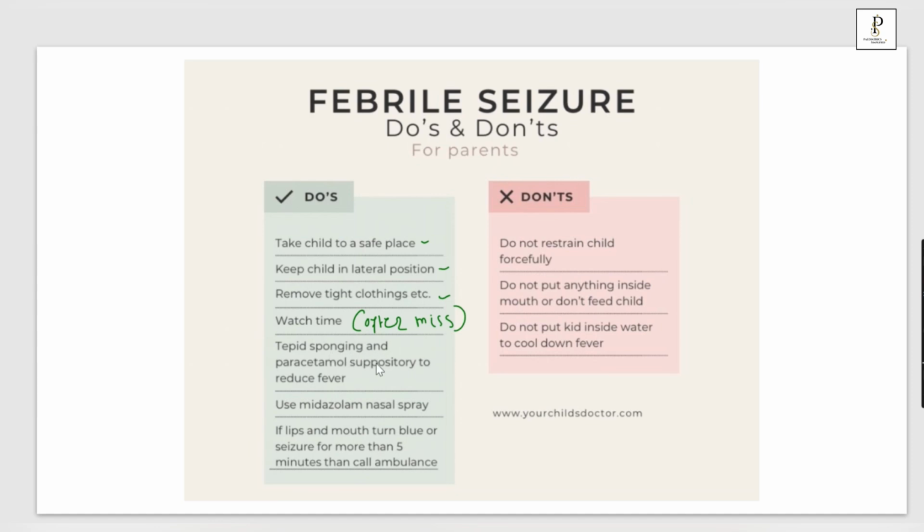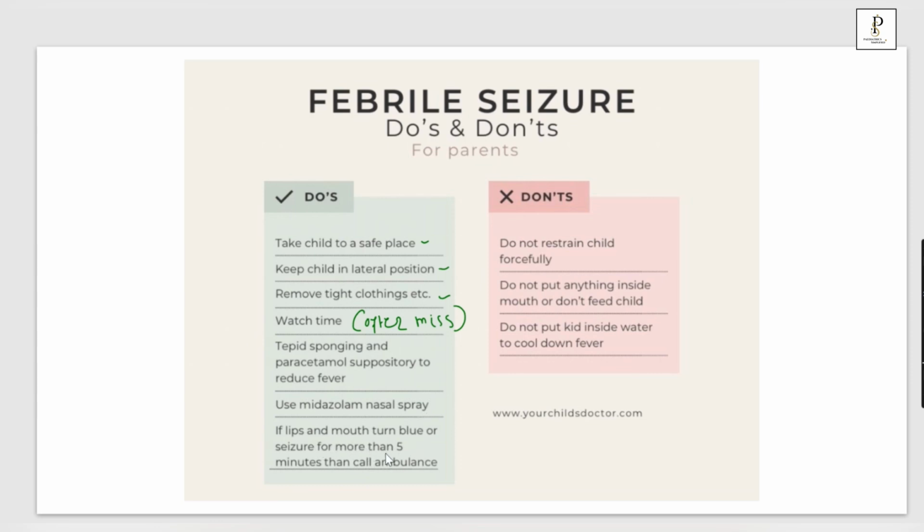Tapered sponging and paracetamol suppository. If you know how to give a paracetamol suppository, you can give it, or else give only tapered sponging. Then midazolam nasal spray, if you have it, then your doctor will tell you the dose. Based on that, you can give.